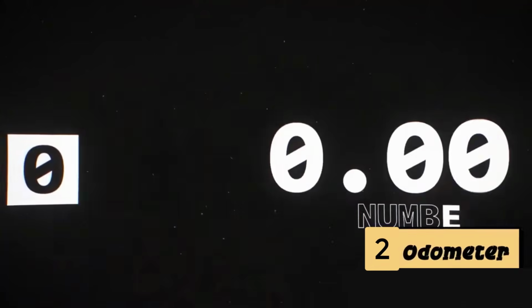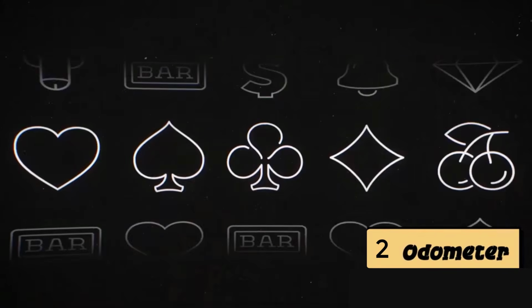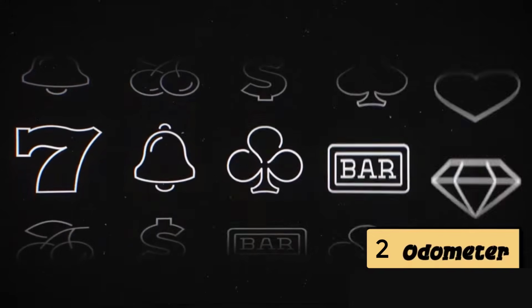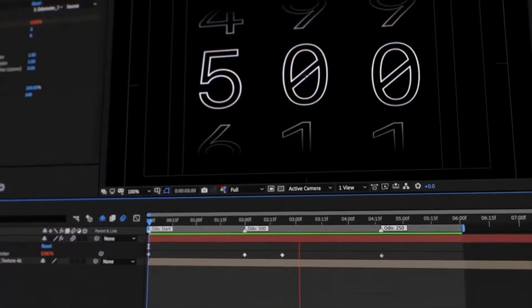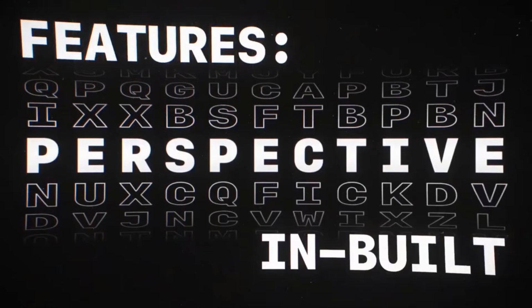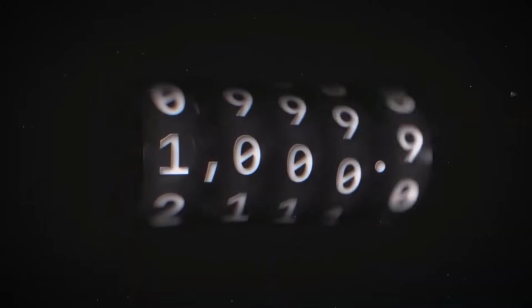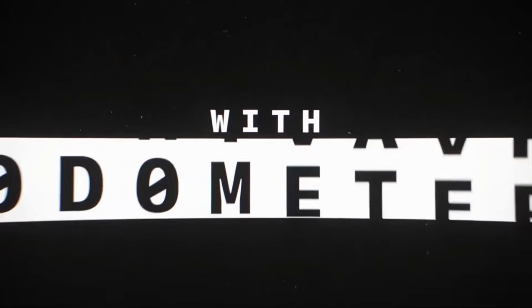Plugin number 2. Odometer is a free plugin that lets you animate numbers in a clean, professional way. You can control the speed, direction, and style of the count to match your design perfectly. It's great for stats, counters, prices, or any data you want to feel alive and dynamic. Simple, smooth, and powerful. Perfect for modern motion design.